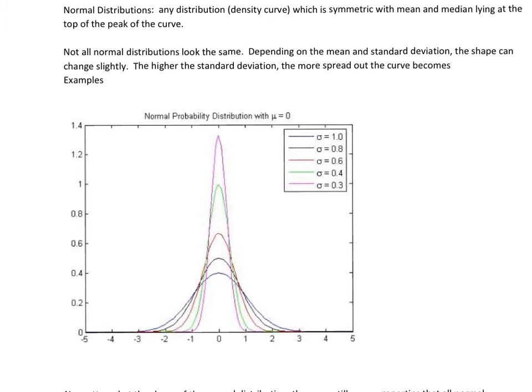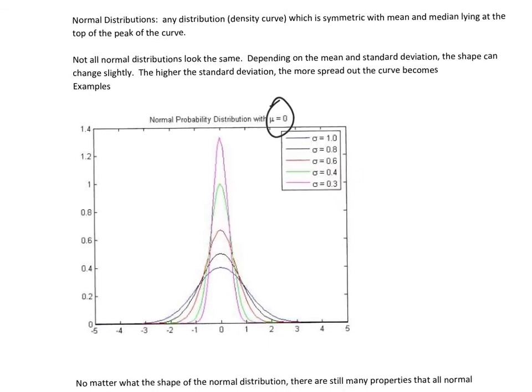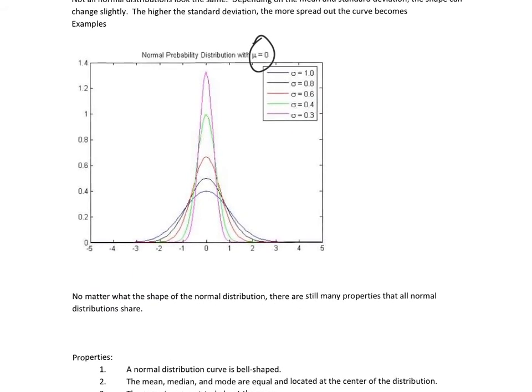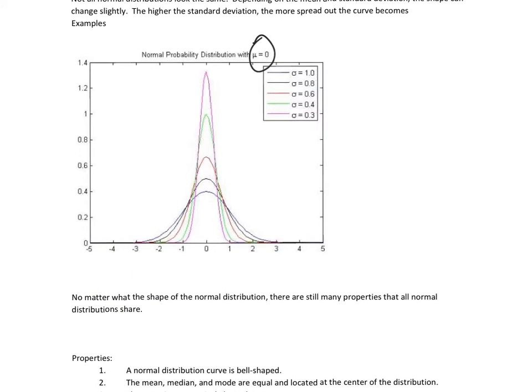Compared to our blue one, which is hard to distinguish from the black, the blue one has a standard deviation of 1. It's a little bit fatter. They all have a mean of 0 in this case, just to compare. But depending on what the standard deviation is, that determines the shape of your normal distribution. Whatever the normal distribution is, though, there are still many properties that all of them share.